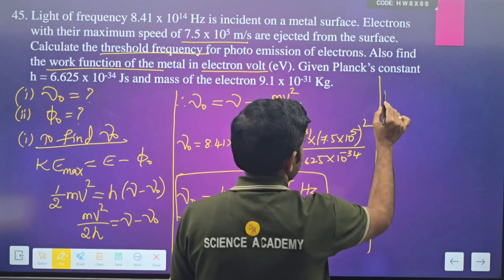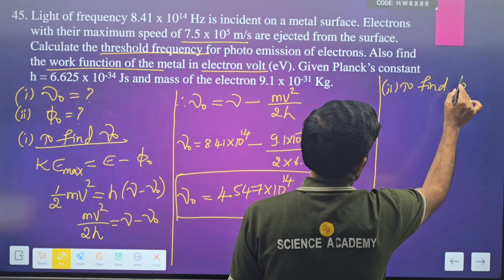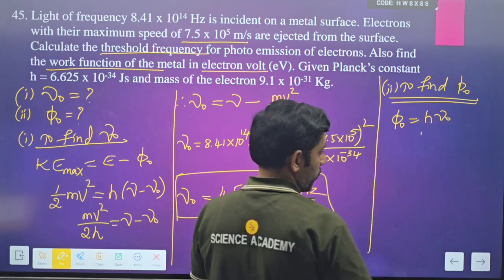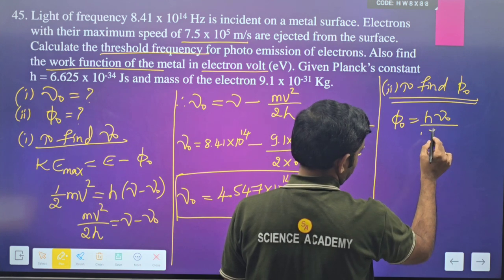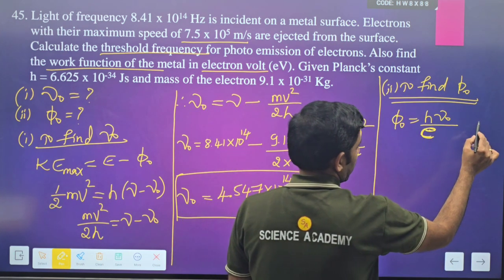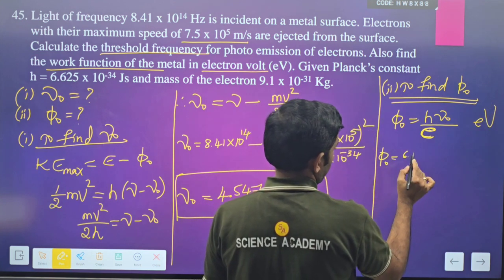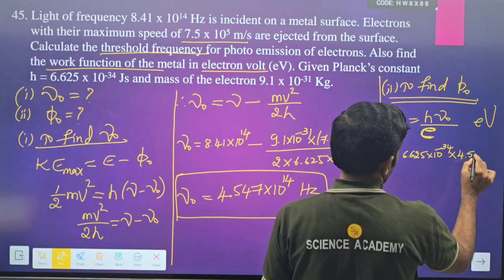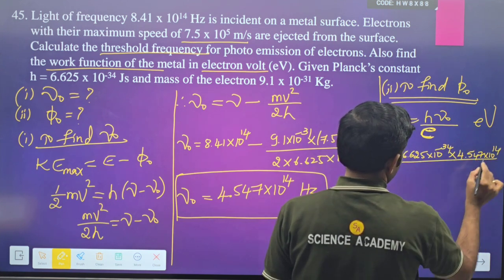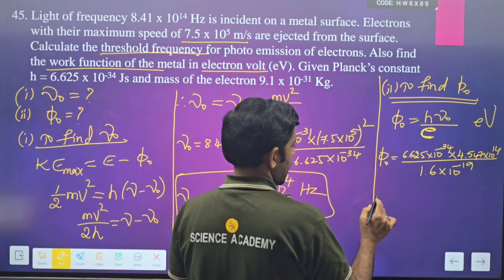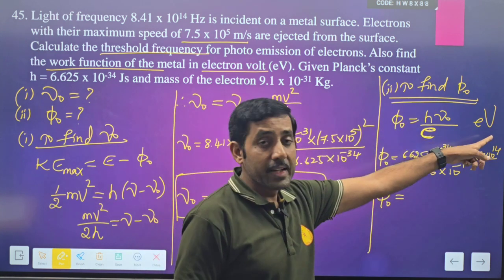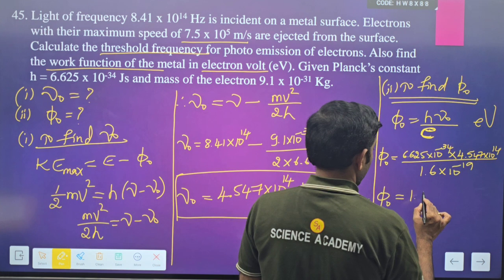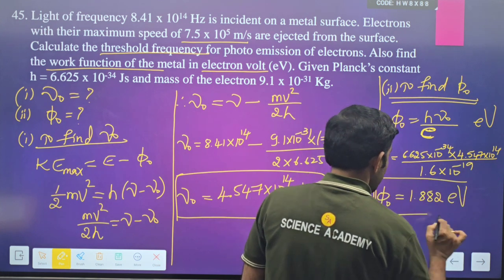Now the second part is to find the work function phi naught. What is the formula for work function? h nu naught, so very simple. It will be in joules, and we need to convert it to electron volt. To convert to electron volt, just divide by the value of the electron charge e. Hence phi naught is equal to 6.625 into 10 raised to minus 34, into nu naught, which is 4.547 into 10 to the power 14, divided by 1.6 into 10 raised to minus 19, because you should put the work function in electron volt. That's why we divide by the charge of the electron. If you simplify, you will get nearly 1.882 electron volt. So this is your final answer.